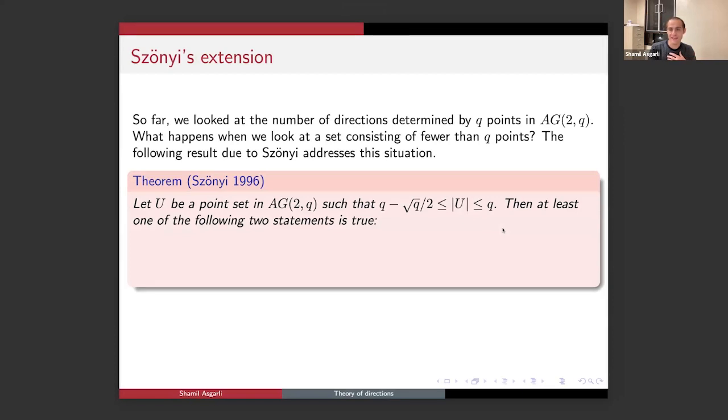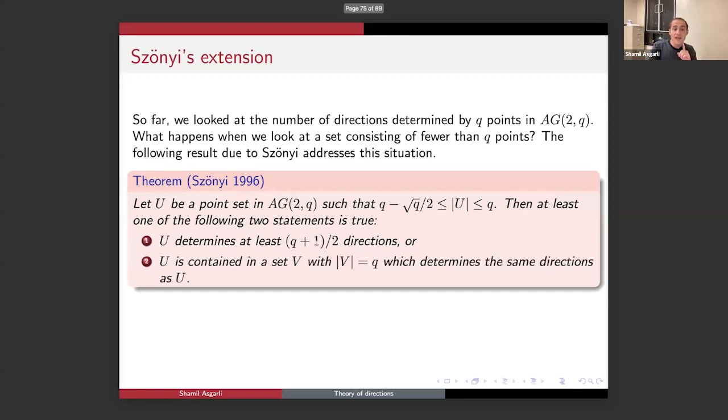If you have a point set U in AG(2,q) such that the number of points is not necessarily q, but it's pretty close to q. So it's at most q, but bigger than q minus root q over 2. Then one of the following two statements must hold. Either U itself determines at least (q+1)/2 directions, which is pretty good because it determines a lot of directions, or you can extend U to a bigger set that contains q points, and yet that has the same direction set as U.